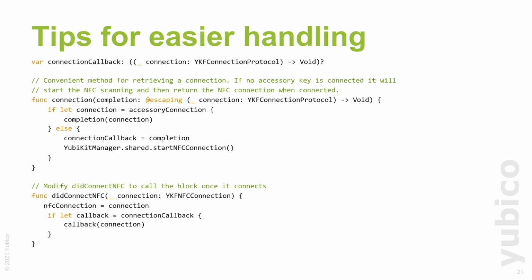And then we have the important part of this trick, the connection method here. You basically call it with a completion block that will get called immediately if there is an accessory connection. And if there is no accessory connection, we will start the NFC scanning. And once an NFC YubiKey is connected, we will return that.